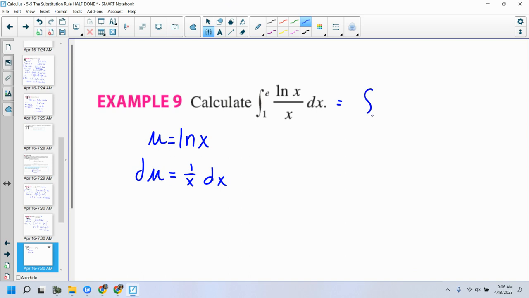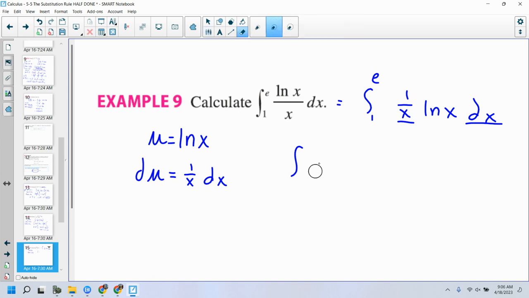Take a look. Isn't this really just equivalent to the integral from 1 to e of 1 over x times ln x dx? Right? Oh, and I should have reordered it. I should have put the ln in front, right? Because I see the 1 over x dx, don't I? Okay, so that is the integral of just u. Just u du. Is that it? It's just u du.